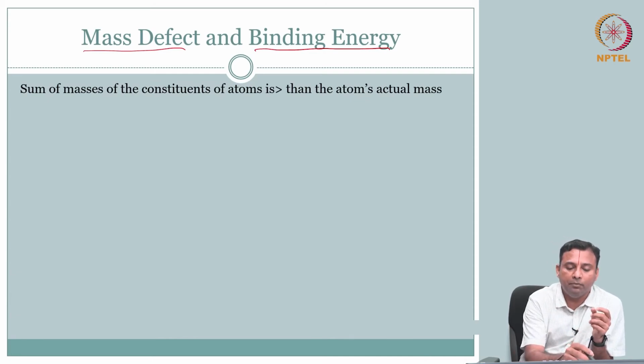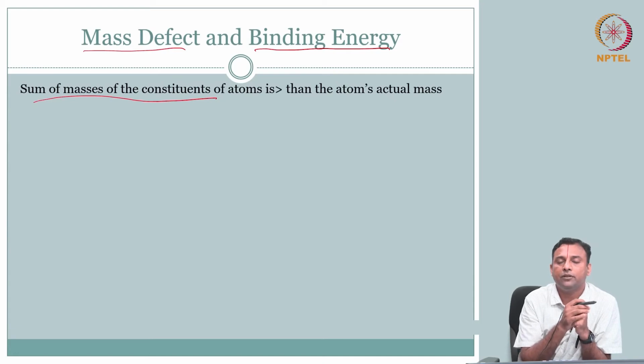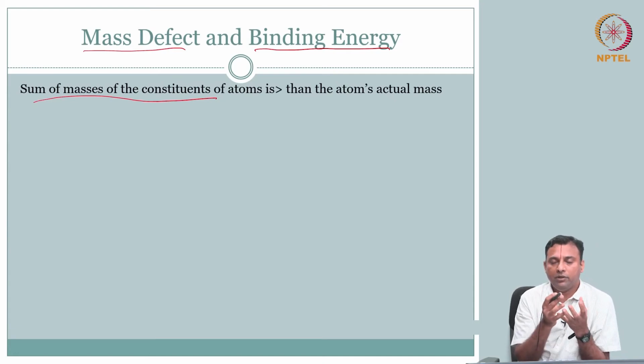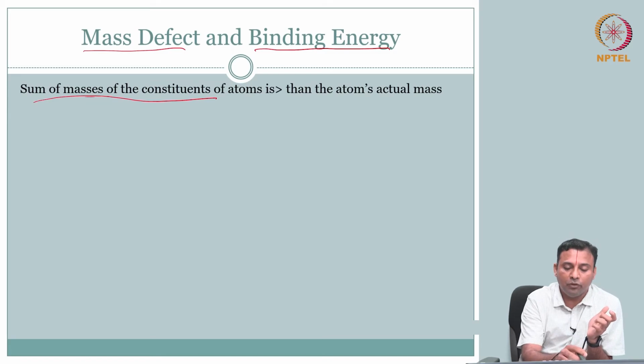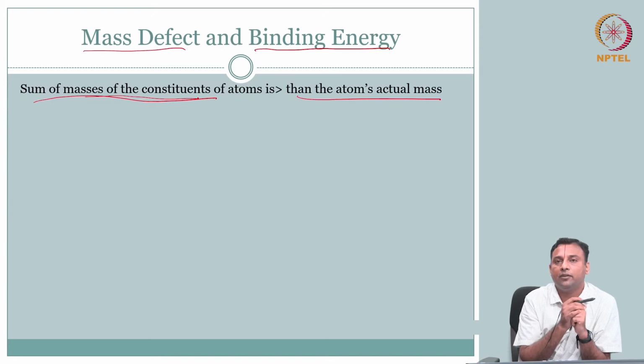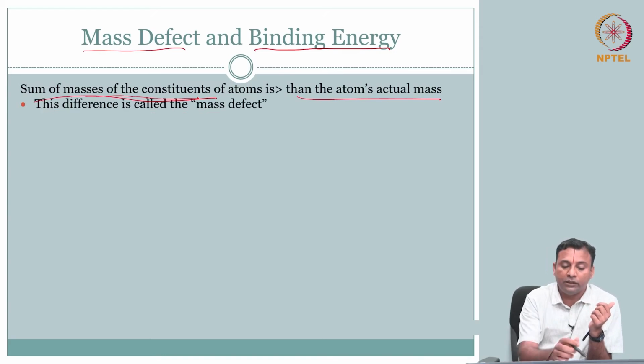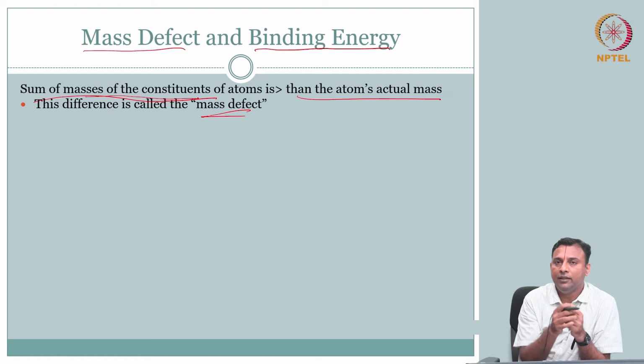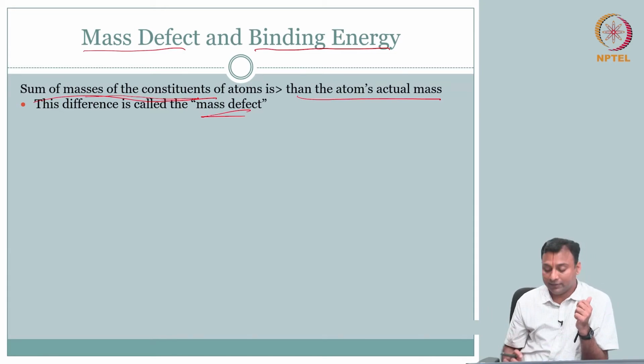So what happens if I sum the masses of the constituents of the atoms? An atom consists of these components, these constituent particles. So if I add them, that should be the mass of the atom, but that is not the case. The sum of the masses of the constituents is actually greater than the atom's actual mass. This difference is called the mass defect. So there is a difference between the sum of the mass of the constituent particles and the actual mass of the atom, and this is called the mass defect.